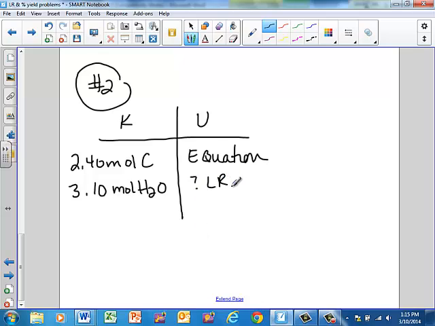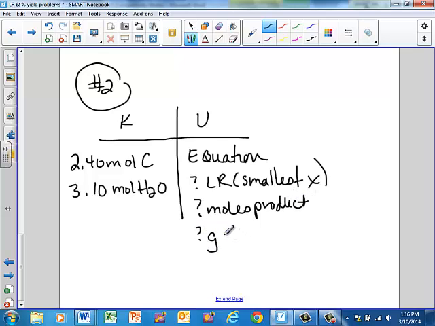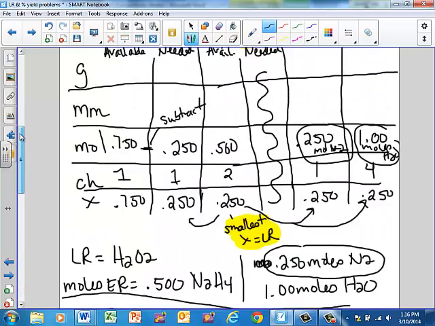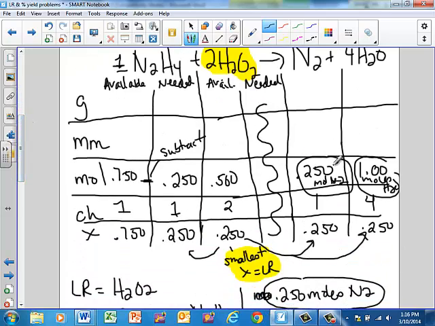Now for what you're trying to solve for, you first need to find the limiting reactant. You're going to do that exactly the same way by finding the smallest x value if you're using the chart. You also need to know how many moles of product. You'll do that same way. The only thing that's different here is you also have to find the grams of product. All you're going to have to do to find grams of product is, instead of stopping at moles, go all the way to grams.